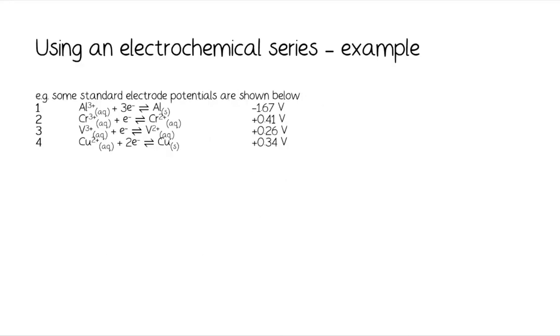Okay, so as always, determine which one's being oxidized and which one's being reduced. So in this case, we're looking at reactions 1 and 4. And between 1 and 4, the reaction involving aluminium is more negative, so that one's being oxidized. So I'm going to rewrite that equation to show oxidation. So we're going from solid aluminium to Al3+, losing electrons. And the copper is being reduced, so I'm going to rewrite that in the form of it being reduced.